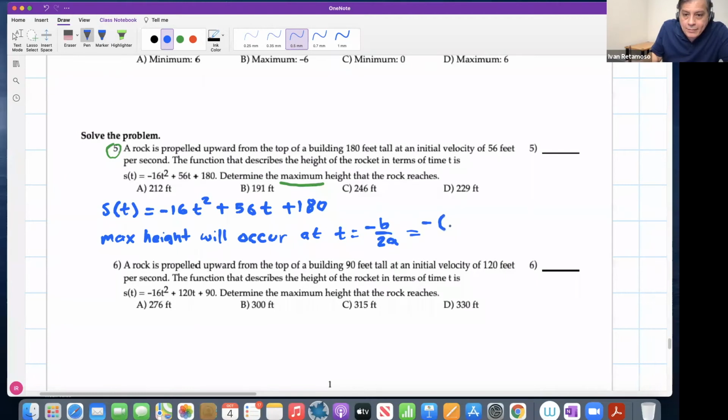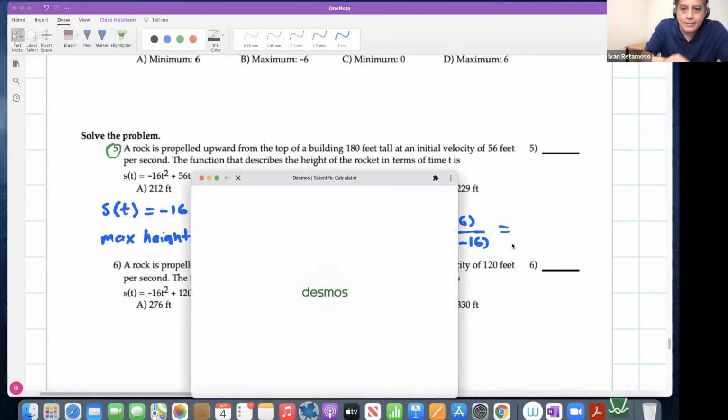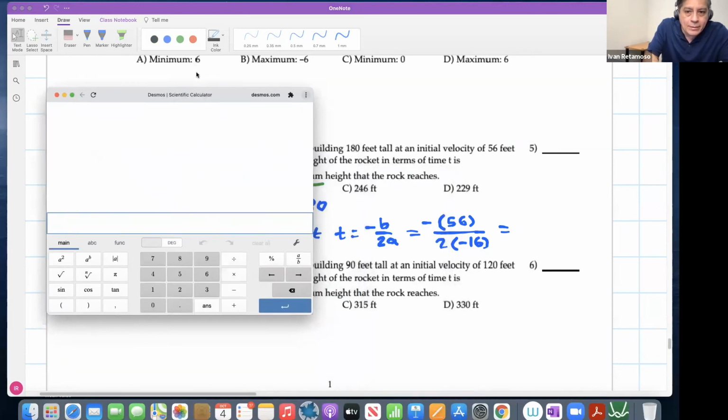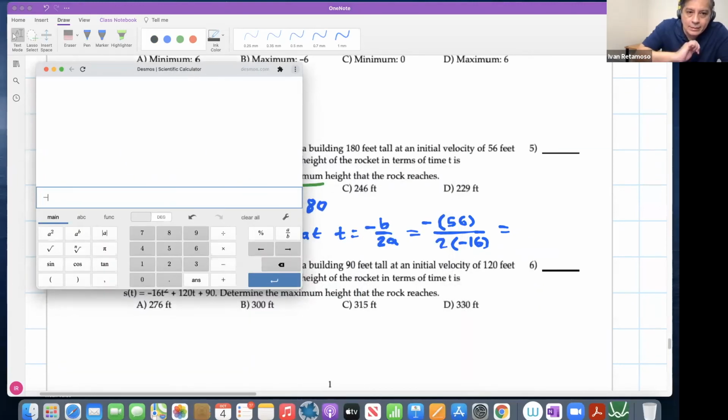B is clearly 56, right? Twice A is clearly negative 16 here. So we're gonna do this computation. Now, guys, for this computation, you need the calculator. It will be very difficult to do it using mental mathematics. So use your scientific calculator.